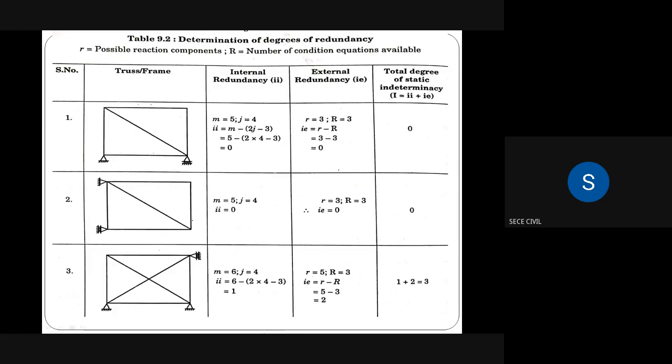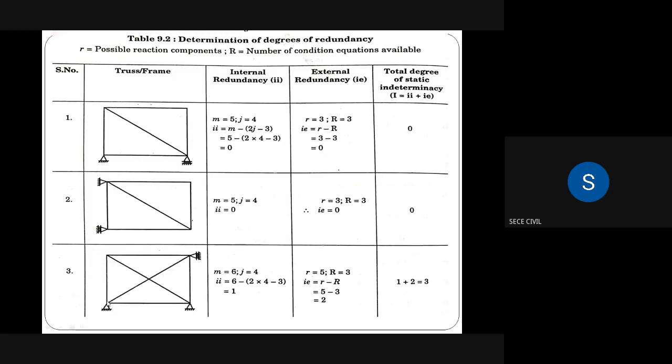So in external redundancy, the degree of redundancy is 2. So based on members, how many members are here? Member 1, 2, 3, 4, 5, 6. So totally 6 members are in this figure. So M is equal to 6.